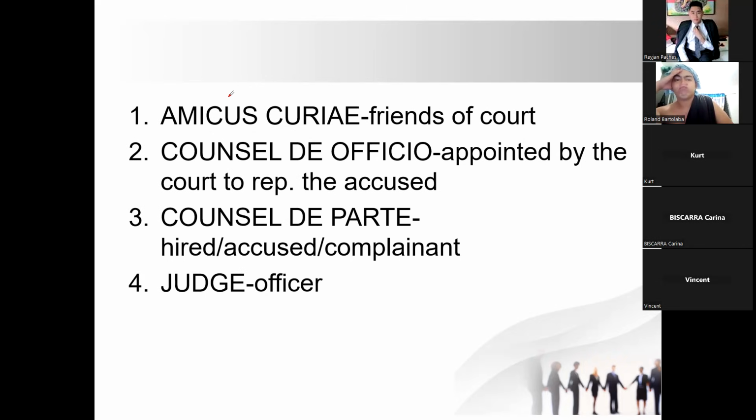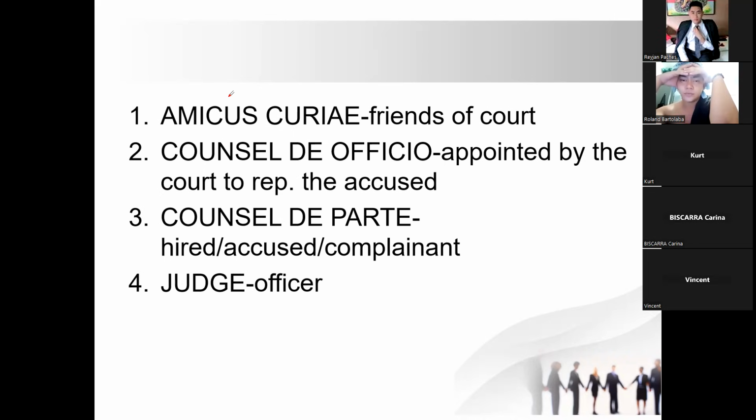The counsel de parte is an independent lawyer. It is hired by the accused, by the complainant, or by the victim to represent them. Because they have the right under the Constitution to have an independent and legal counsel, preferably of their own choice. Meaning, it is their right to choose a lawyer who, in their view, will win their case. So that is possible, class. We call that counsel de parte.